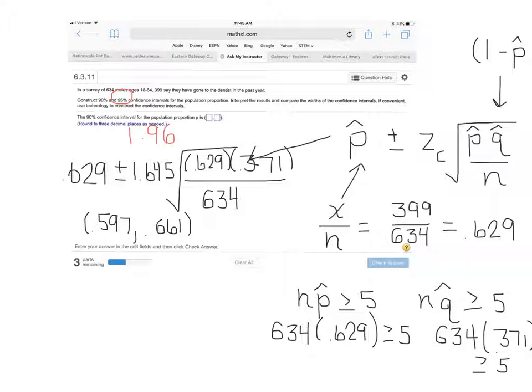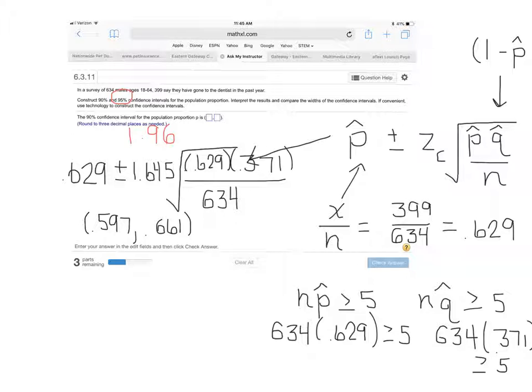The way we go about determining the lower limit of the confidence interval is by working from left to right with the minus, 0.629 minus 1.645 times the square root of 0.629 times 1 minus 0.629 all over 634. And then the upper limit of that interval is found by just using the plus in front of the margin of error or critical value. So we can say that we're 90% confident that the true proportion of all males in the population that are between the ages of 18 and 64 is somewhere between about 59.7% and 66.1%.